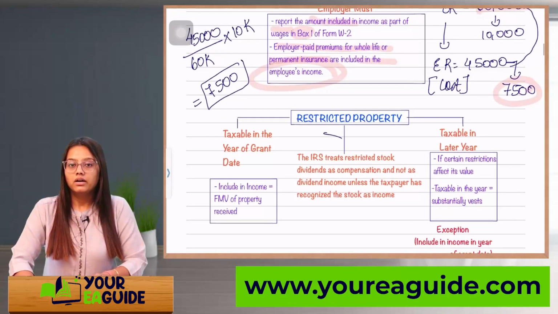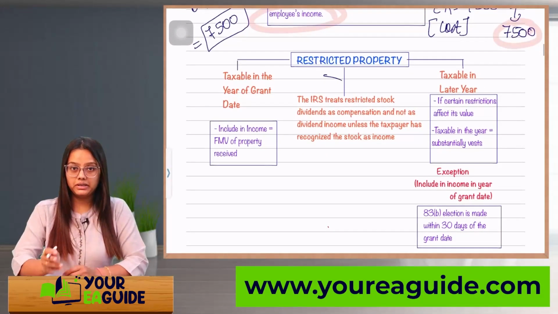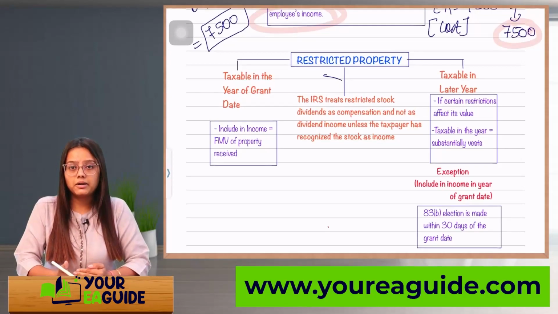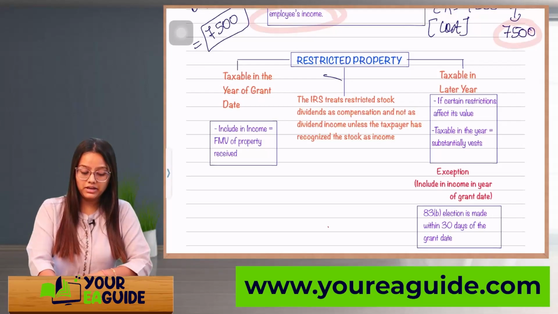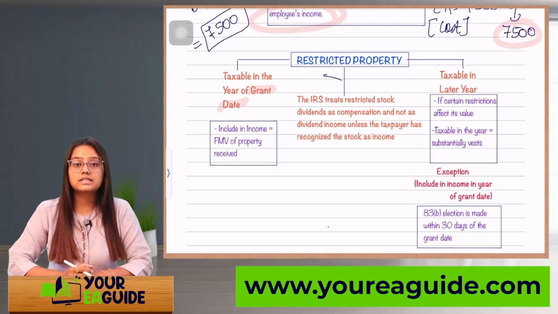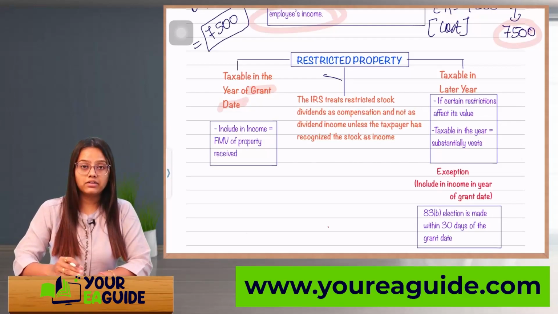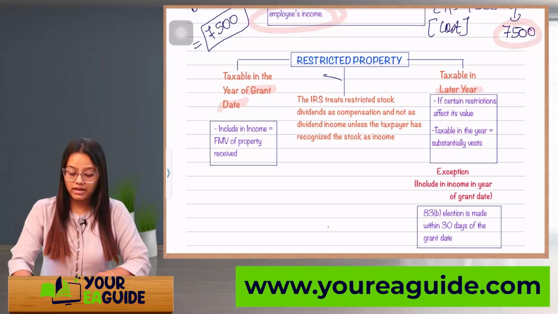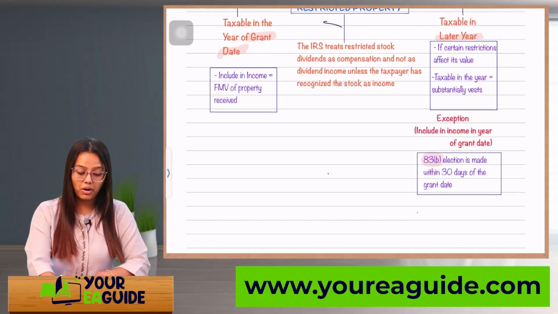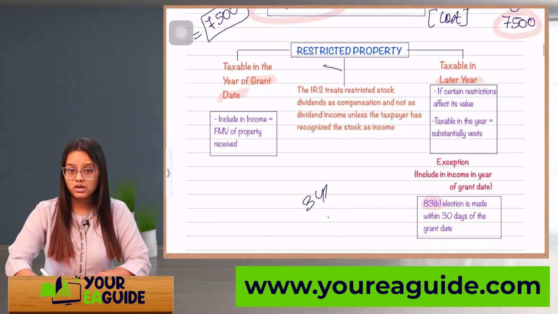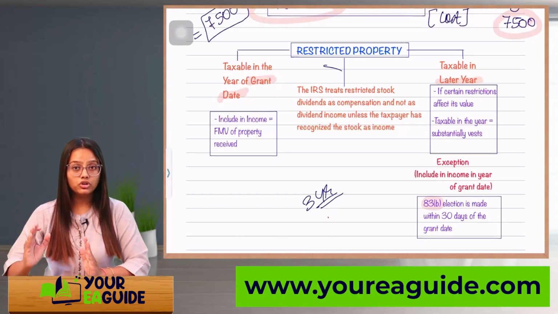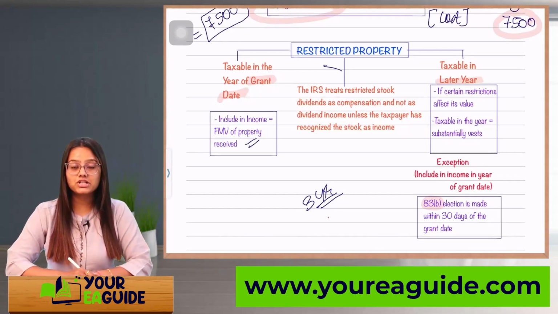All right. Next is restricted property. Restricted property means there are some restrictions on selling that particular property. So it will be taxable in which year? In the year in which it is granted, so taxable in the year of the grant date. And second, it will be taxable in a later year if you make an election. That is the 83B election. Let's say you received a property, but it has a vesting period of 3 years. Now you know this is an appreciable property. After 3 years, I'll have to include a huge amount in my income because straight away the FMV is included. FMV of the property received is included in the income.